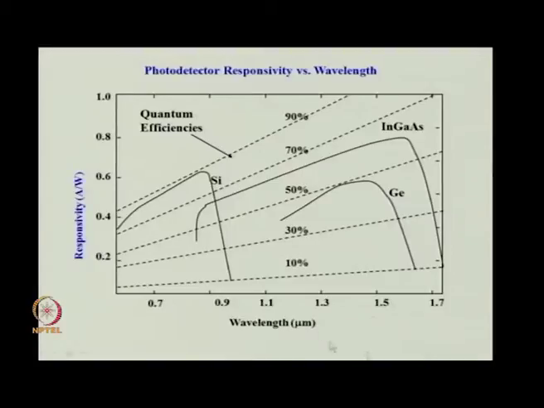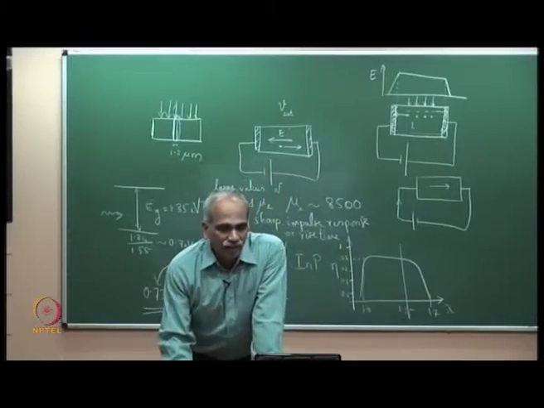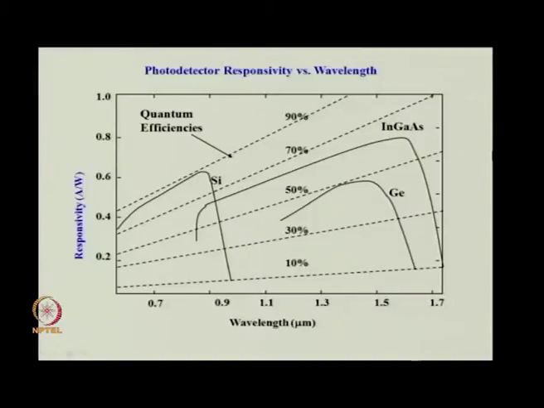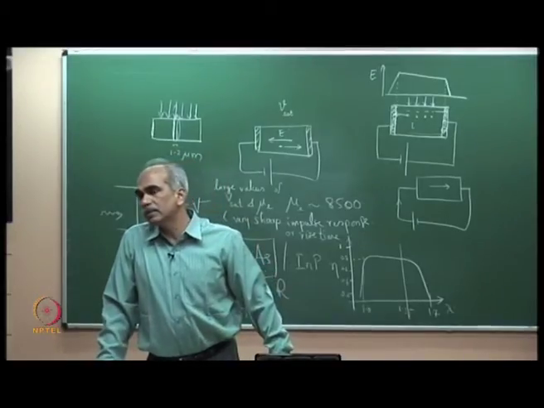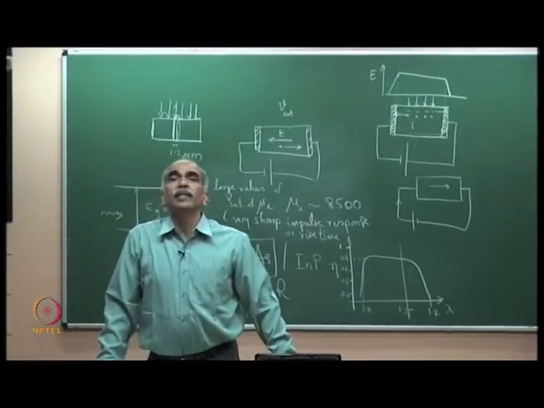But for optical communication, either you can use germanium or indium gallium arsenide, but for all the reasons that I have specified, one would prefer indium gallium arsenide. These are the most important materials. The three materials which are most important are silicon, germanium and indium gallium arsenide.